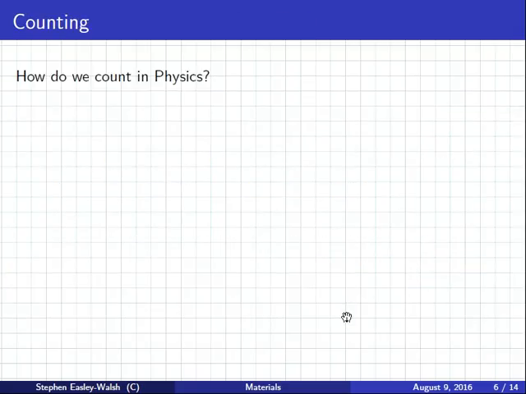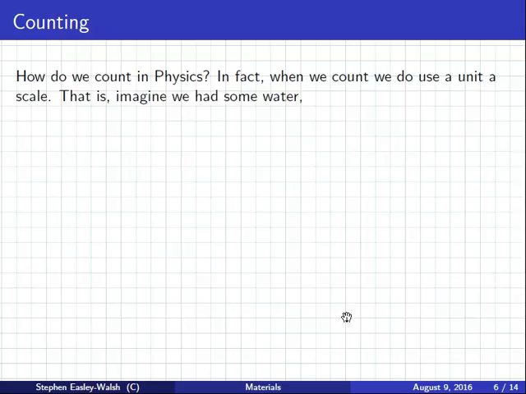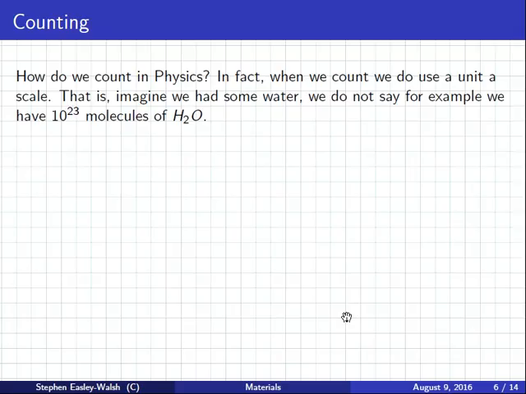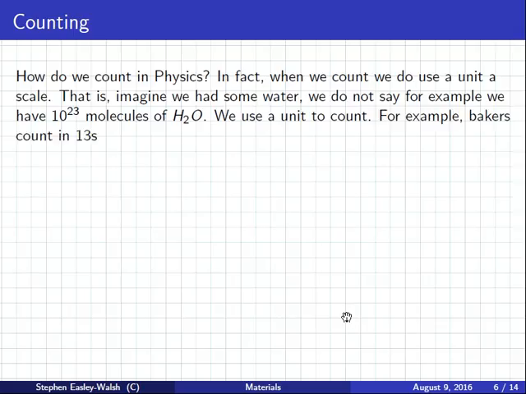Right. How do we count in physics? I know it seems like a silly question. You might think, well, like in everything else, 1, 2, 3. But in fact, when we count, we do not use a unit or a scale. I'll give you an example. Imagine we had some water. We do not say we have 10 to the 23 molecules of H2O. I mean, you can say that, but that's not usually how we count molecules. So what do we use? We need a unit to count. So for example, I'll give you an example by what I mean.